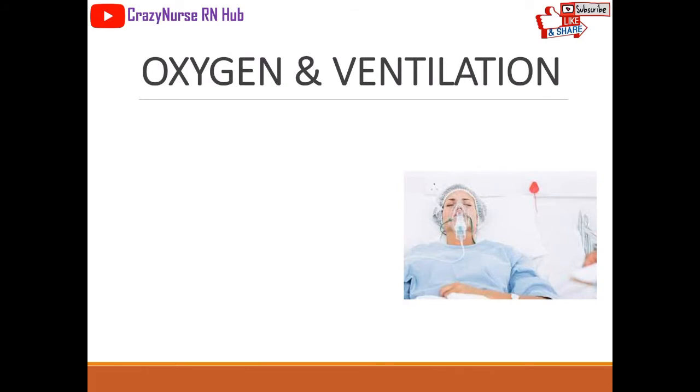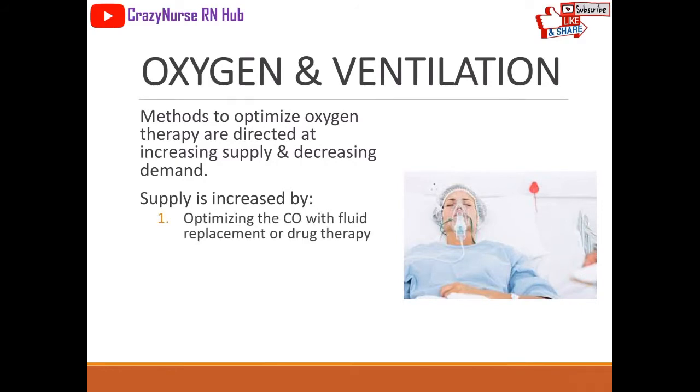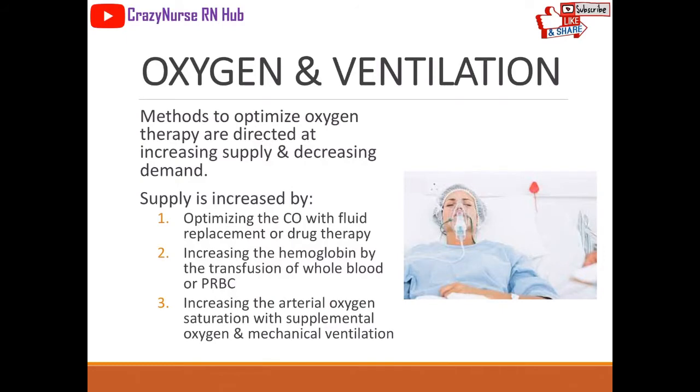Oxygen delivery is dependent on the cardiac output, available hemoglobin, and arterial oxygen saturation. Methods to optimize oxygen delivery are directed at increasing supply and decreasing demand. Supply is increased by optimizing the cardiac output with fluid replacement and drug therapy. Second is increasing the hemoglobin by the transfusion of whole blood or packed RBC, and/or increasing the arterial oxygen saturation with supplemental oxygen and mechanical ventilation.